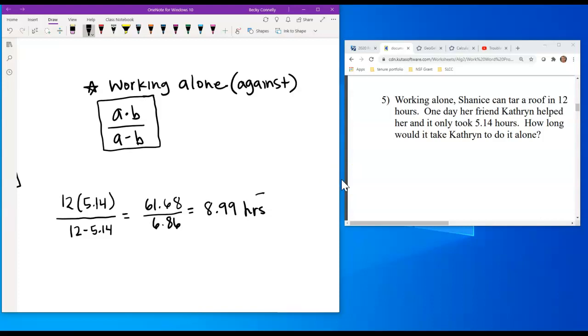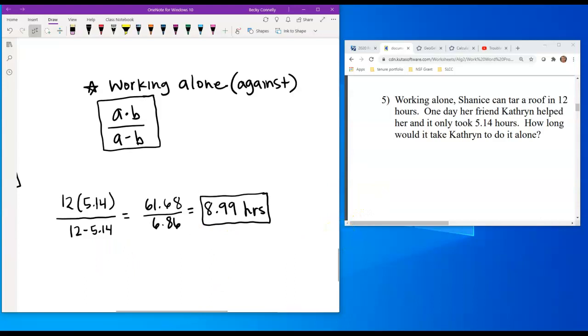And we're expecting that this one should be more, because the one that should be the smallest amount is the one where they're working together. That should be the one with the smallest amount there. Okay.